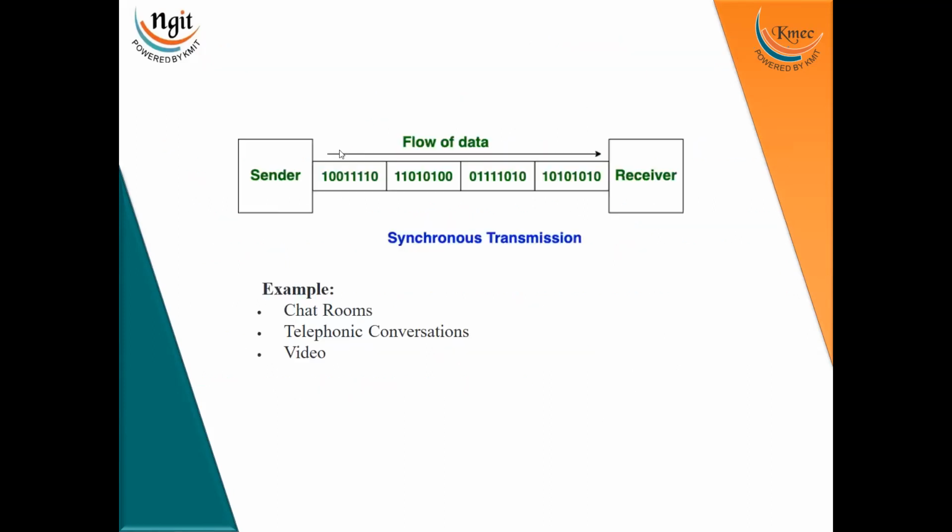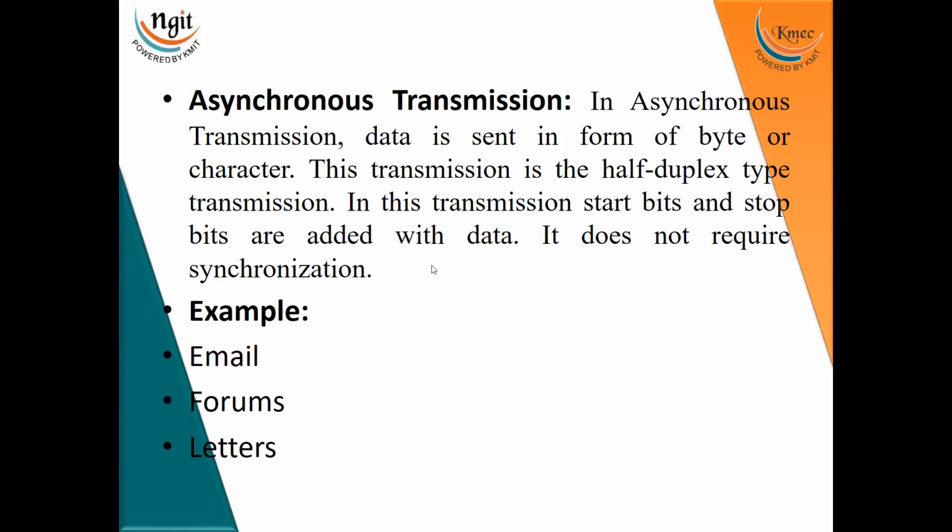In synchronous transmission, the data is divided equally, and it is transmitted between the client and server, or the sender and receiver. And what is meant by asynchronous transmission? Here, the data is sent in the form of bytes or characters. The best examples for asynchronous transmission are email, forums and letters. Here we have three different types of transmission: simplex, half duplex, as well as full duplex.